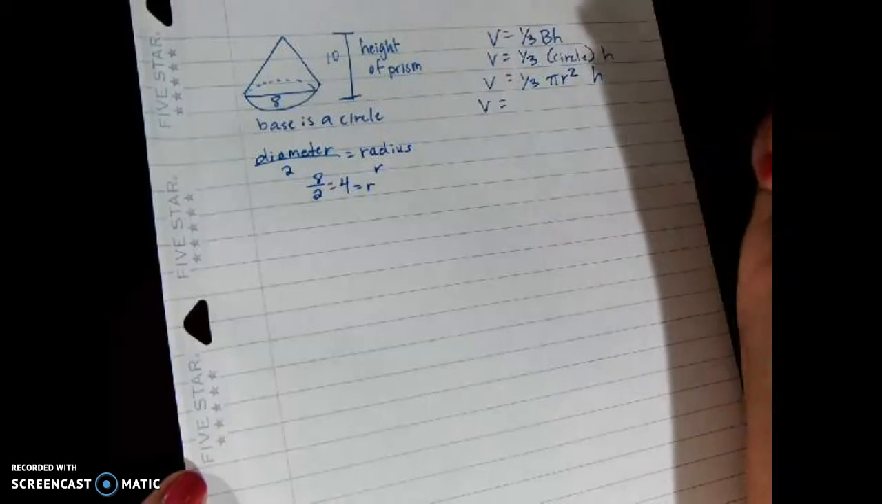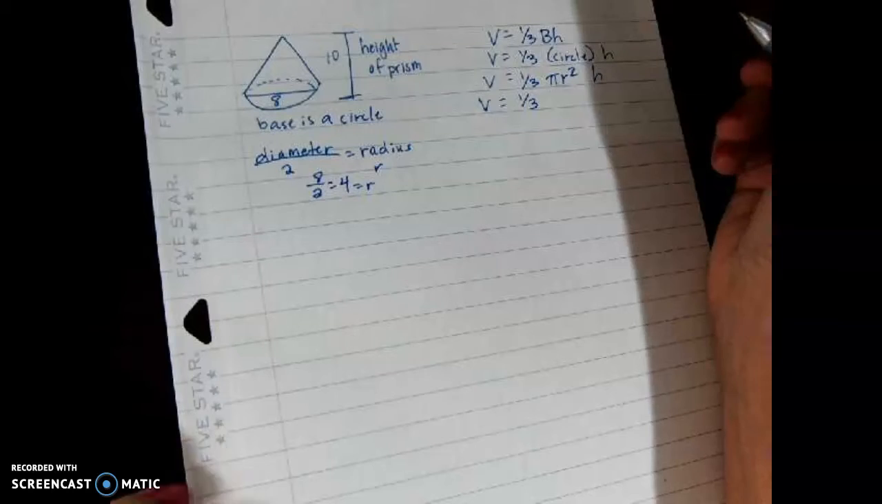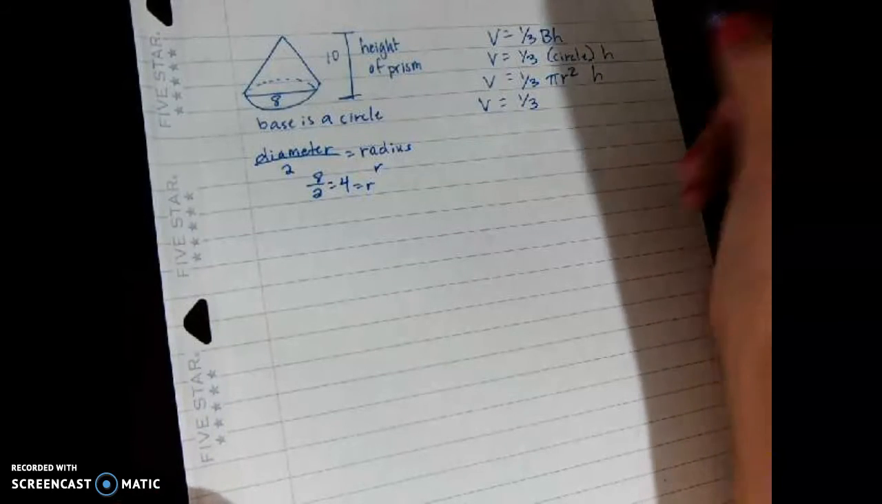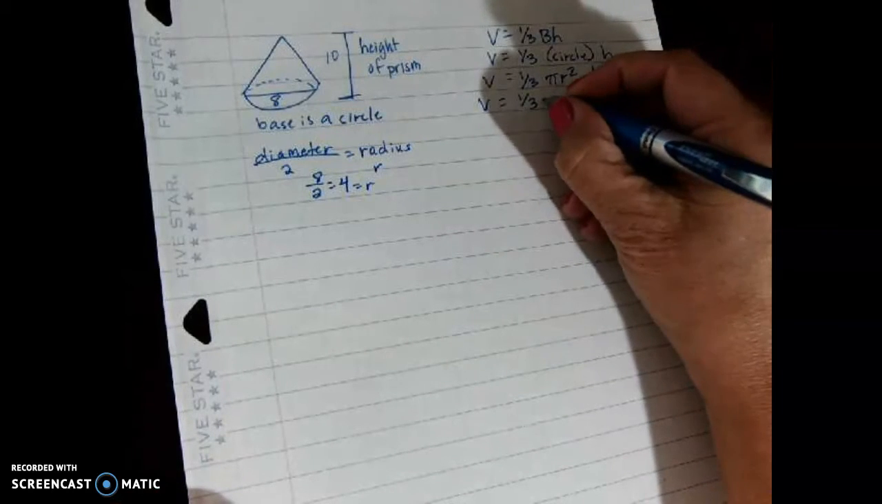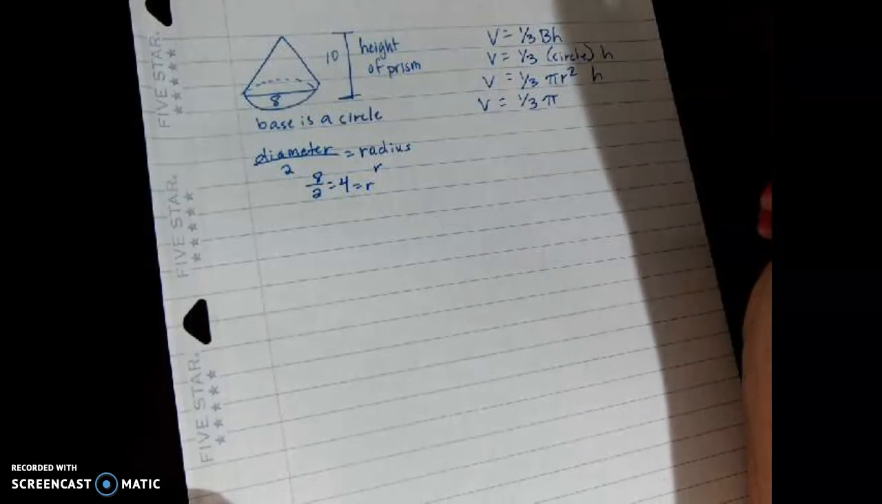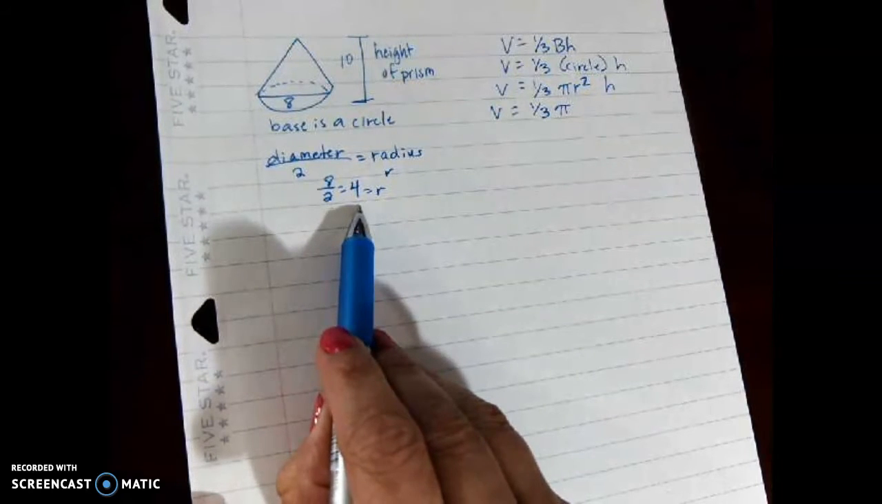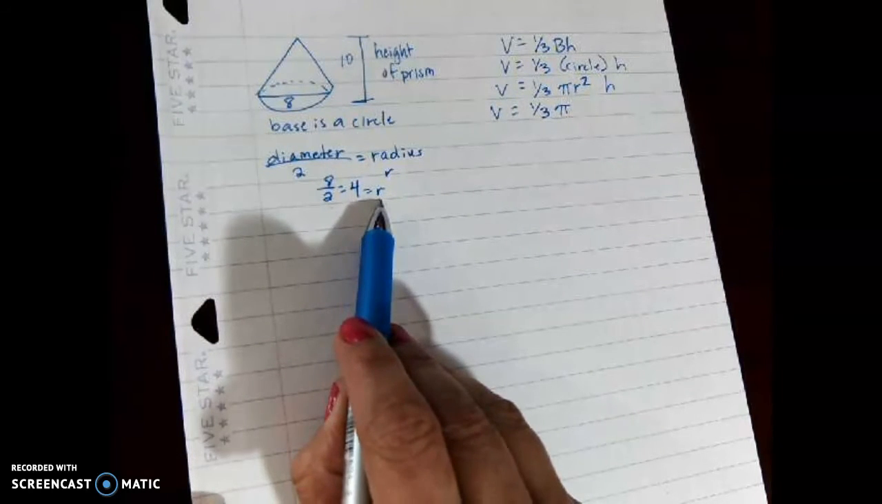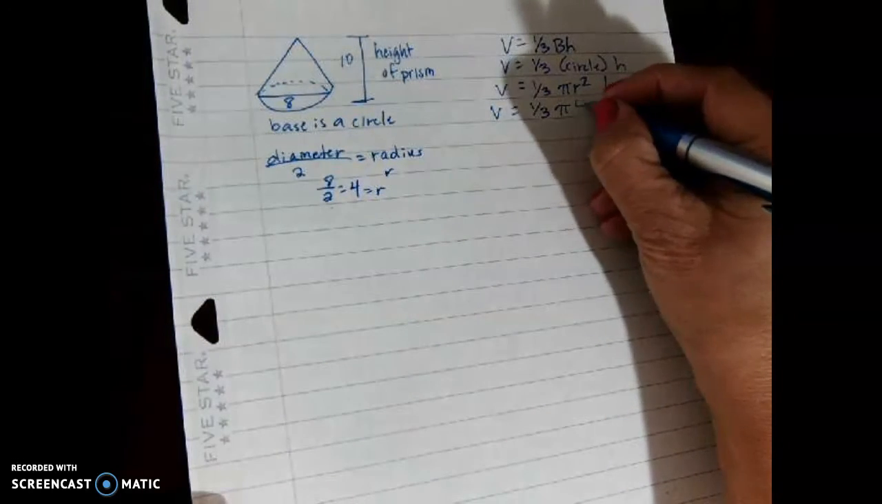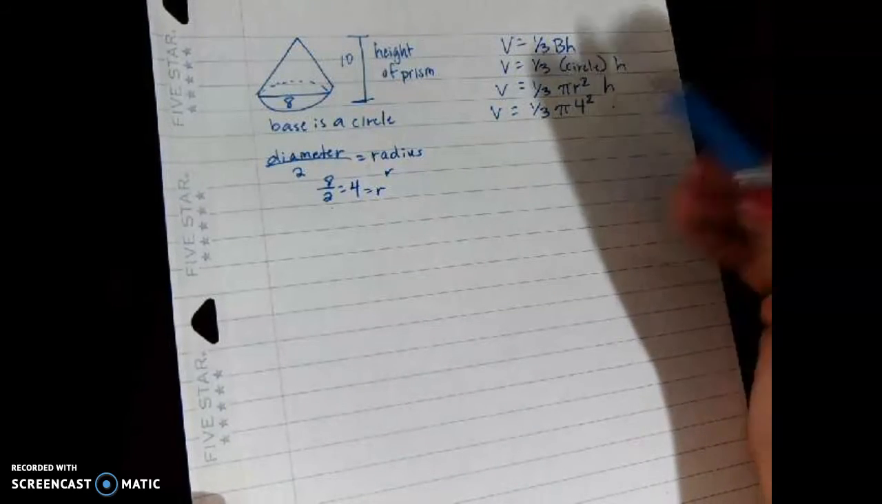Now we're going to substitute the letters for numbers. So 1/3 will stay, pi will stay, and the radius is going to be right here. 8 divided by 2, 4 equals the radius. So 4 squared, and then times the height, which is 10.